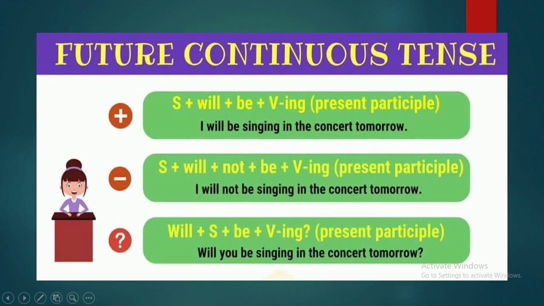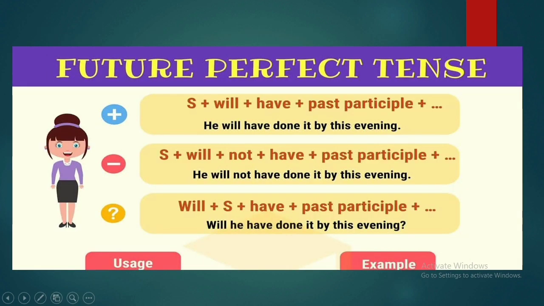Is this clear to you now? I hope so. So, the future perfect tense, as we said, perfect means, who can tell me? Say it out loud. Perfect means verb to have. Excellent. So we must have verb to have here. What is the form of the future perfect tense? Will have plus PP or past participle. He will have done it by this evening. He will have done it.